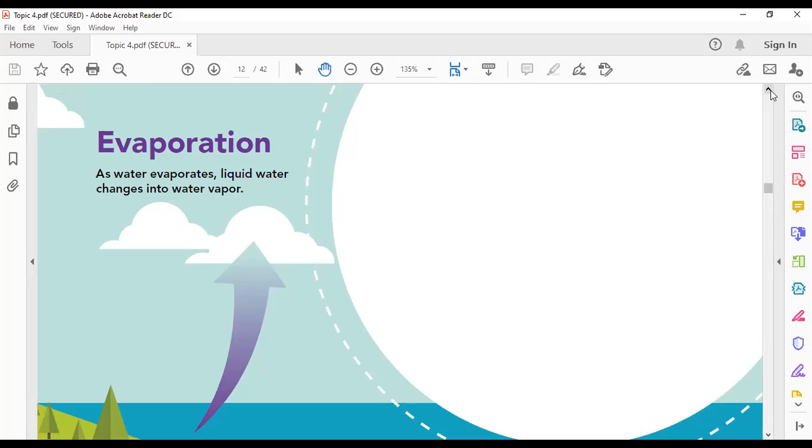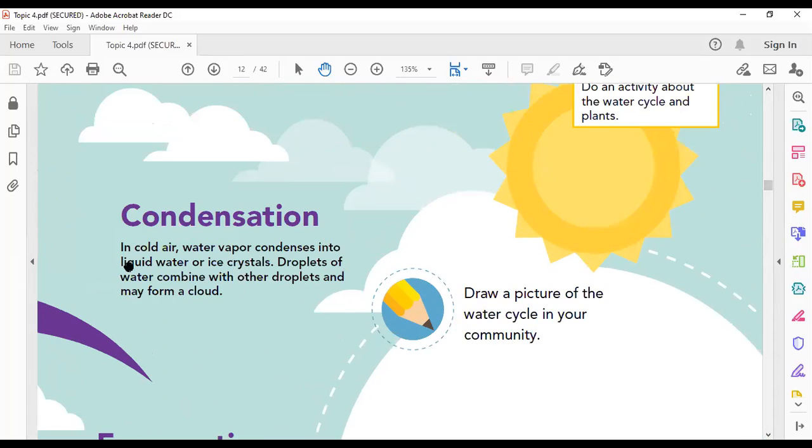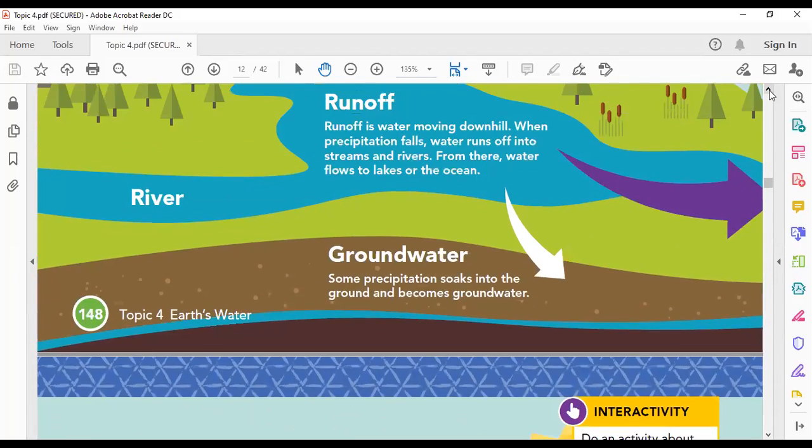Then it condenses. In cold air, water vapor condenses into liquid water or icy crystals. Droplets of water combine with other droplets and form clouds. So clouds are made up of water droplets or water drops. Okay, then wait a minute.